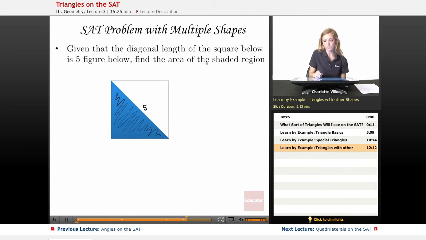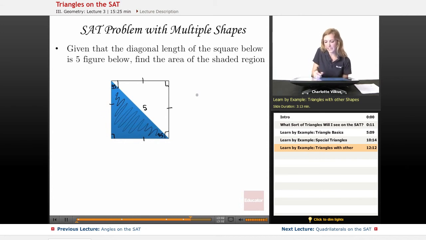region. So given that this is a square, we know that all of these sides are the same length, and we also know that all of these angles should be 90 degrees. So our diagonal is going to leave us with two 45, 45, 90 triangles.